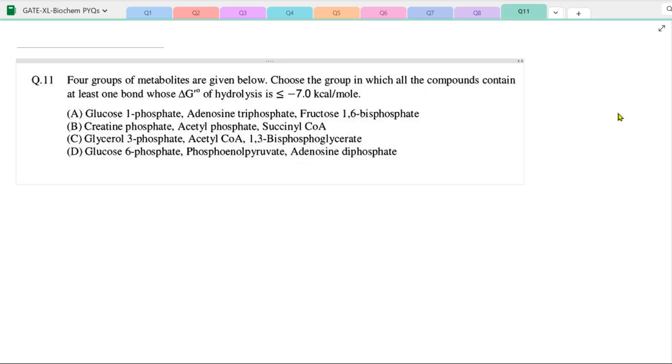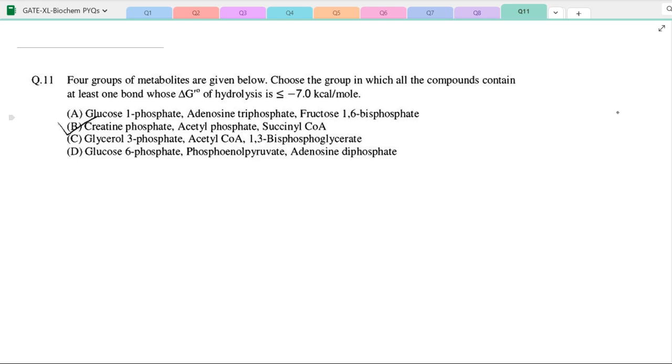So here 4 groups of metabolites are given below. Each group has 3 metabolites. Choose the group in which all the compounds contain at least one bond whose delta G naught, that is, standard free energy of hydrolysis, is less than minus 7 kcal per mole. So basically they are high energy bonds. So the correct option here is answer B.